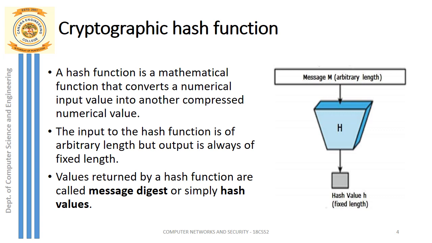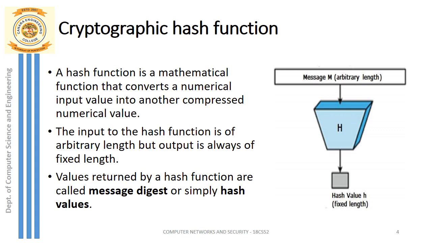What is a cryptographic hash function? A hash function, or cryptographic hash function, is a mathematical function that converts a numerical input value into another compressed numerical value. The input to the hash function is an arbitrary length message, and the output is always a fixed length hash value. The values returned by a hash function are called message digest or simply hash values.